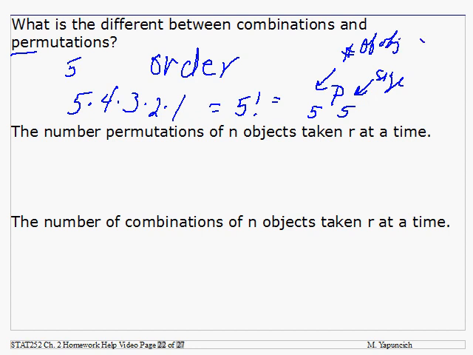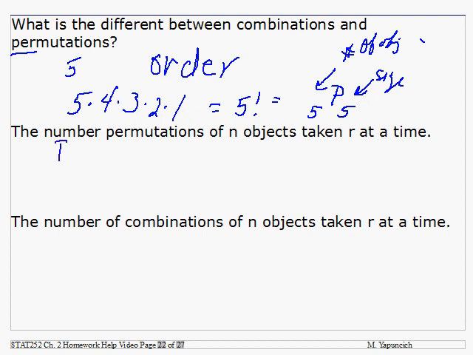Now, if you're not taking those 5 books that are in the box and putting them all on the shelf, say maybe you're putting arrangements of 3 of them, well, there are always going to be 2 books in the box that didn't make it to the shelf, and that's going to decrease the number of permutations that you have. So you account for that by dividing like this.